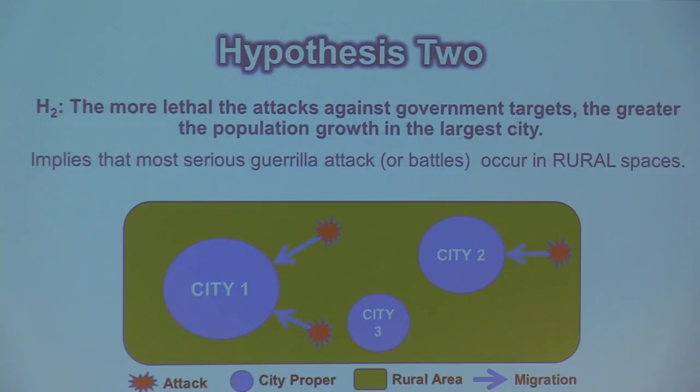The second one, the more lethal the attacks against government targets, the greater the population growth in a city. So the idea is that as guerrilla insurgencies are occurring in rural areas, people in rural areas perceive their safety to be very life-threatening, like the Rohingya people that we saw, and they will seek safety in a city. And this is the real true form of the forced urbanization.